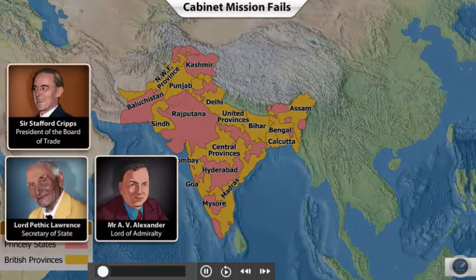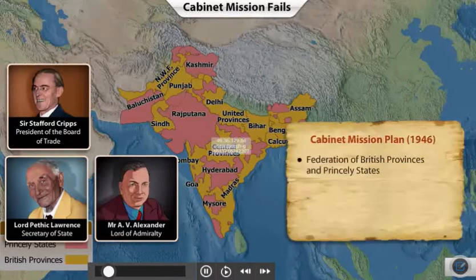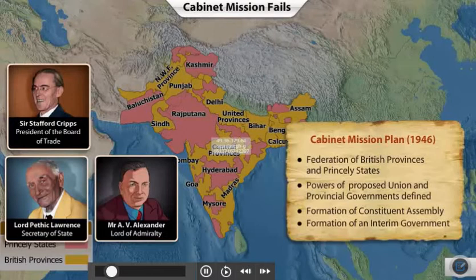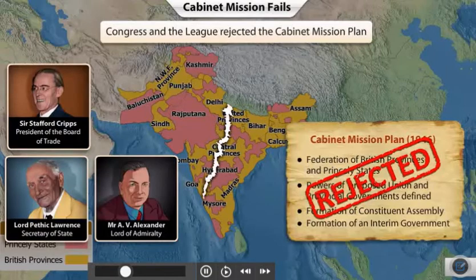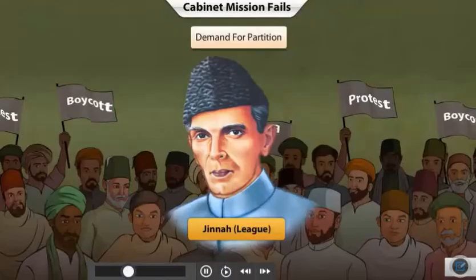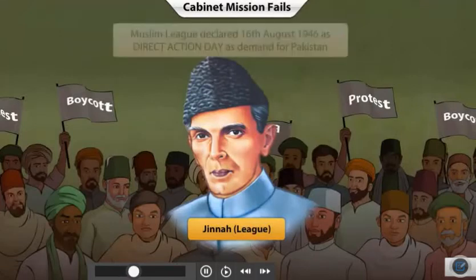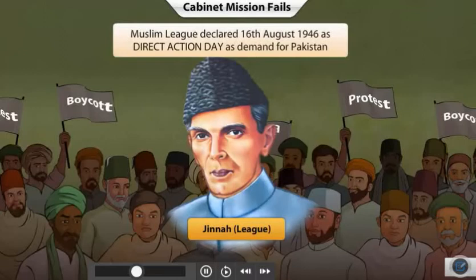The British government sent a 3-member mission to Delhi to evaluate the situation, which suggested that India should remain united, with autonomy given to Muslim majority areas. The suggestion was refused by both the Indian National Congress and the Muslim League, making partition inevitable. After the failure of the cabinet mission, the Muslim League started a mass agitation and declared 16th August 1946 as Direct Action Day, as a demand for Pakistan.